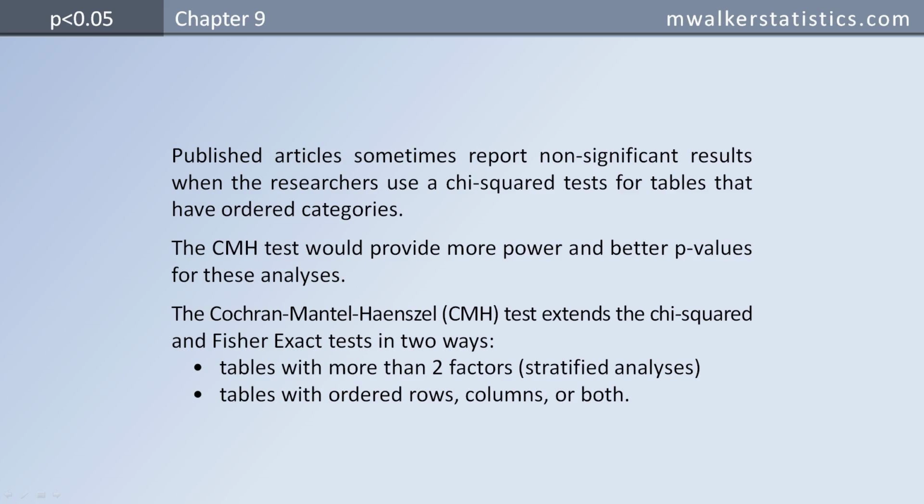Published articles sometimes report non-significant results when the researchers use chi-squared tests for tables that have ordered categories. The CMH test would provide more power and better p-values for these analyses. The Cochran-Mantel-Haenszel CMH test extends the chi-squared and Fisher exact tests in two ways: tables with more than two factors, stratified analyses, and tables with ordered rows, columns, or both.